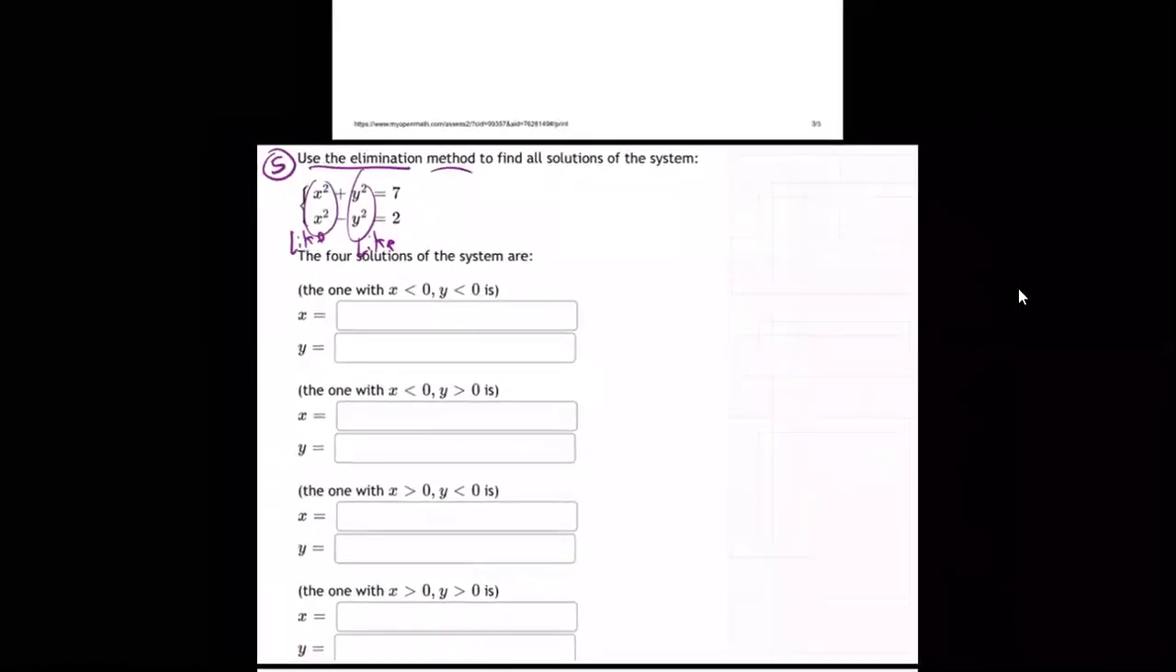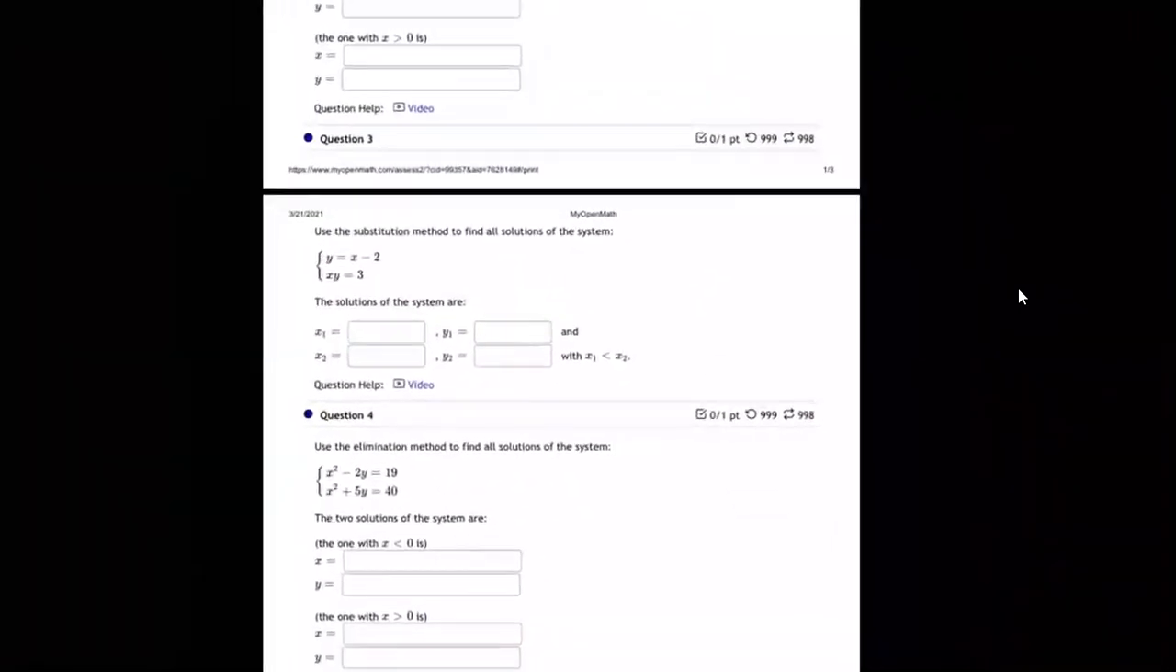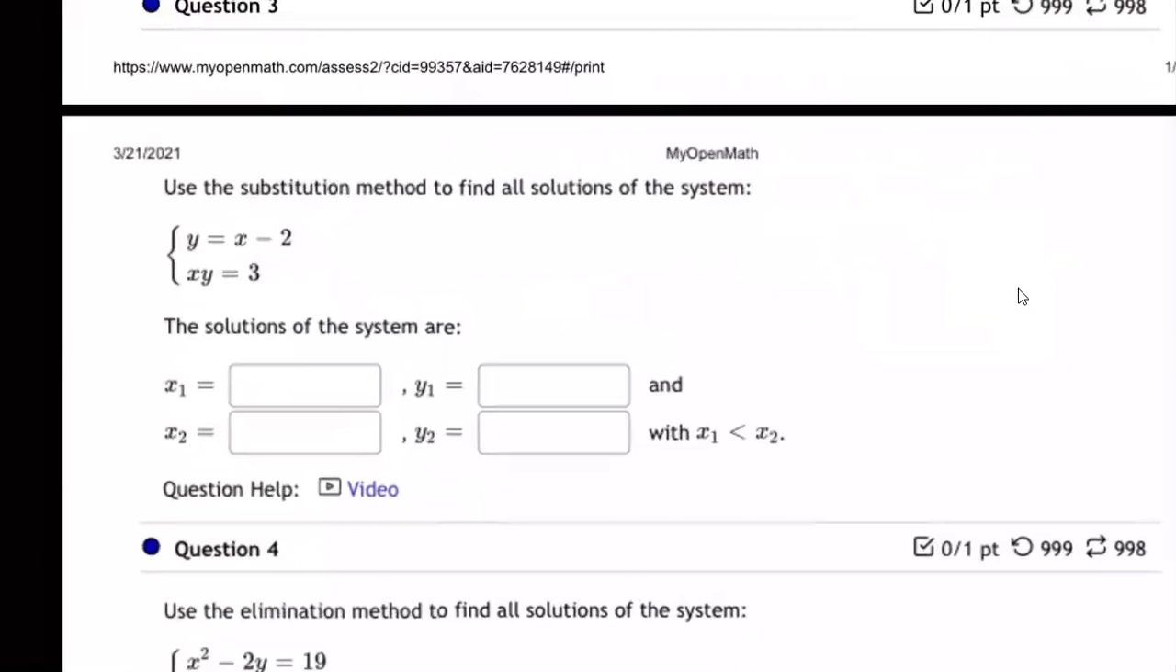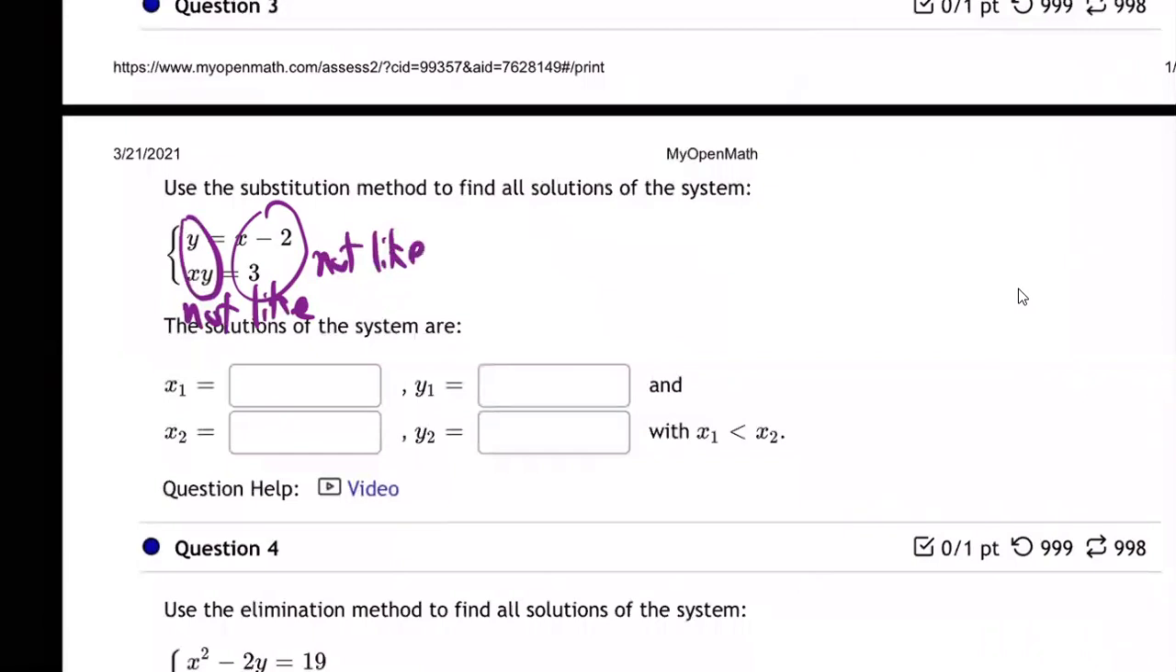Well, I mean as compared to, say, look back at number 3. See, these are not like. This is question number 3. Not like, and the right side is not like. Both sides are not like each other. What do I mean? Well, this has a plain y and this has an xy. So when I say like terms, I mean same letter pattern. So like terms have the exact same letter pattern.